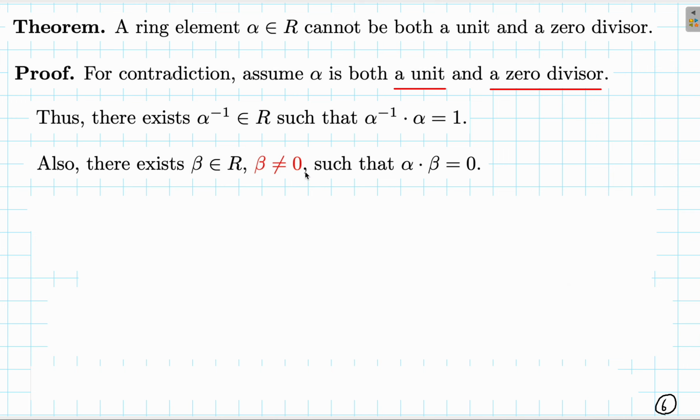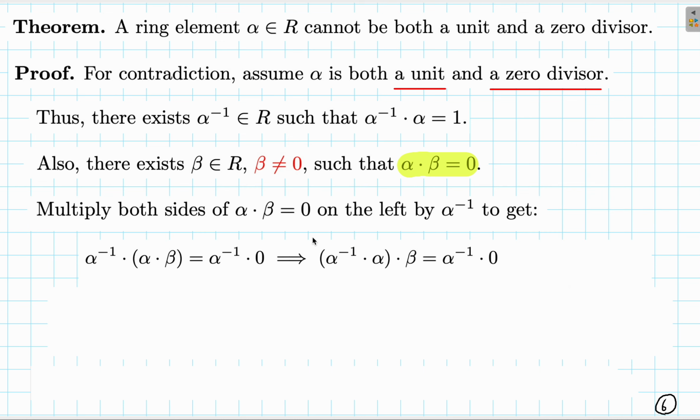Here we've highlighted beta not equal to 0 in red because that's where we're going to obtain our contradiction. So we'll work with this equation alpha times beta equal to 0. What we're going to do is essentially cancel this alpha, which leaves us with beta equal to 0, leading to our contradiction. Now, how are we going to cancel this alpha? Well, we're going to multiply both sides of this equation on the left by alpha inverse.